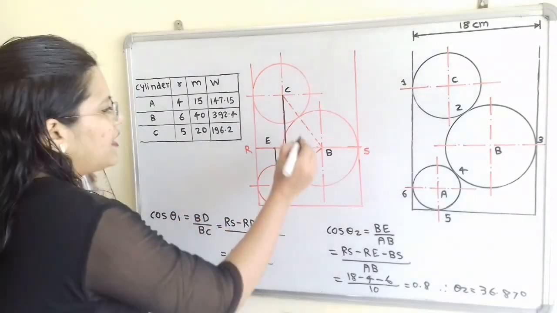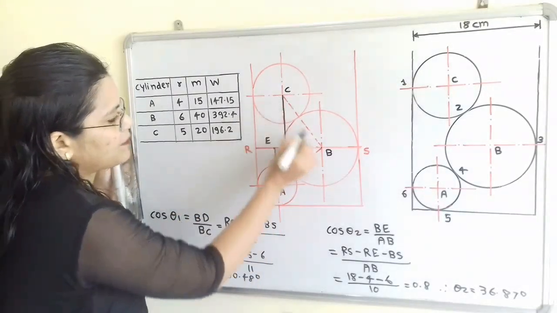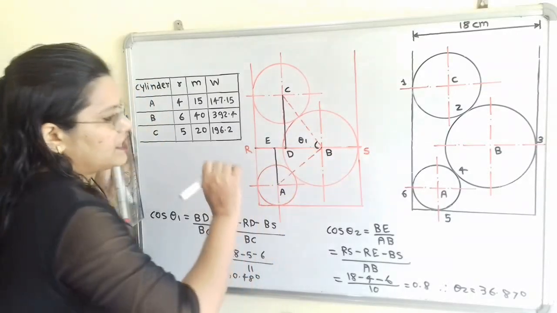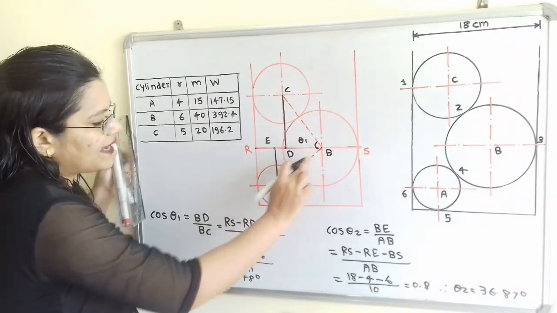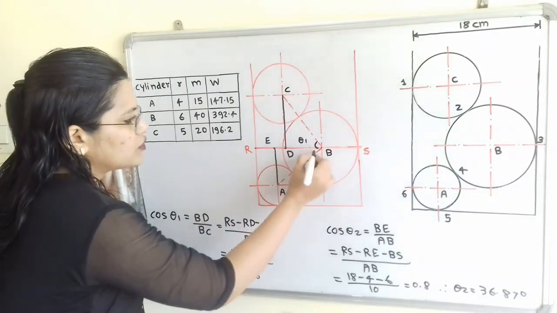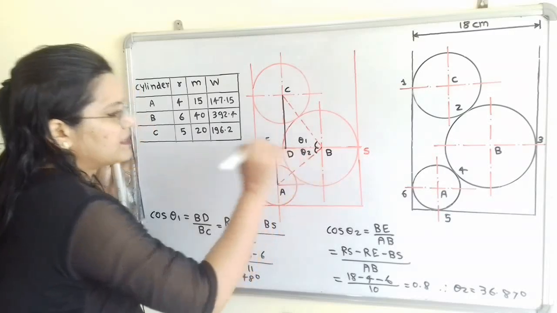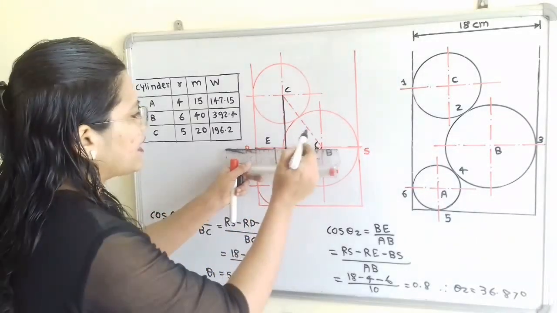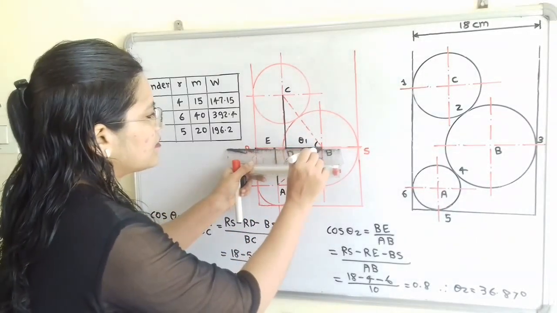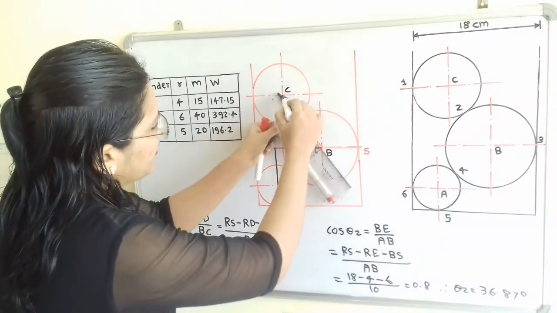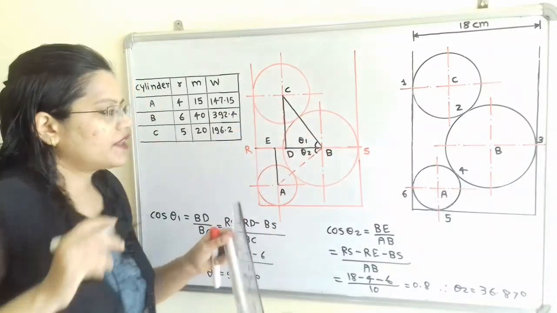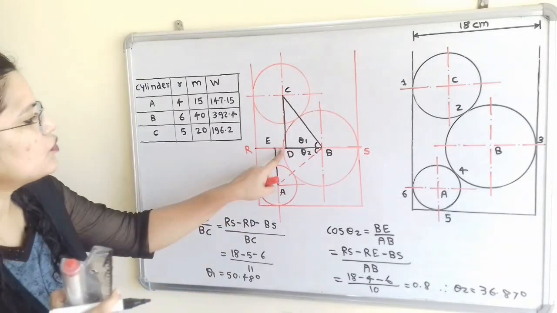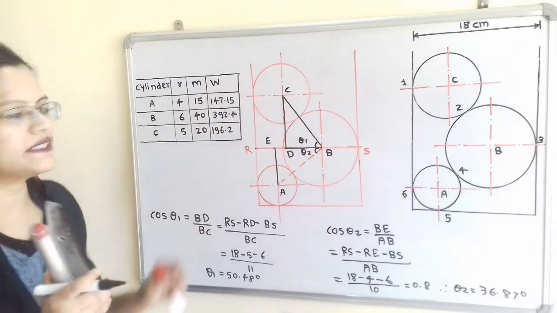Now we have to find out the angle of inclination of this line BC with the horizontal line RS, we will say theta 1. In the same way we have to find out the angle of inclination of AB with the horizontal line, we will say theta 2. Now we will make one triangle. For this angle theta 1, I will highlight this triangle. So if we observe, we can say that cos of theta 1 is equal to BD divided by BC.